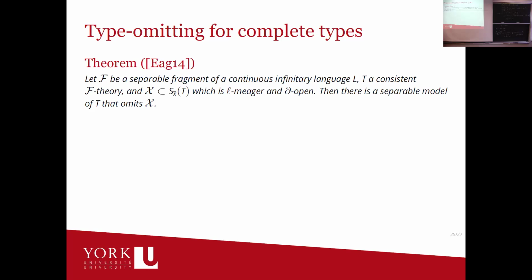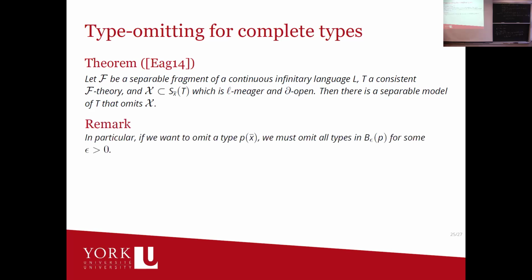The upshot here, to me, is that if you remember your type omitting theorem, in classical logic you can omit meager sets of types. The new restriction here is that they have to be open. So in particular, if you want to omit just a particular type, you have to omit some open ball around that type. It's not enough to just omit the type, you have to omit all of the types that are somewhat close to it.